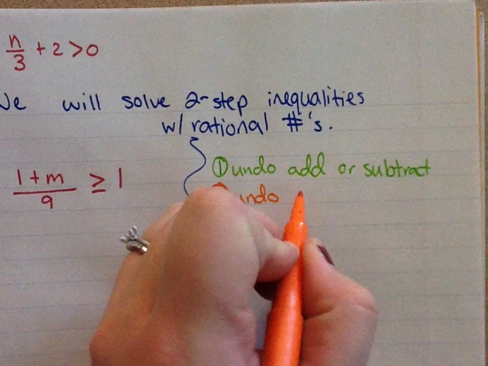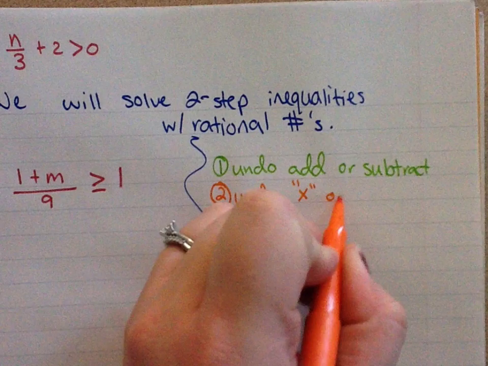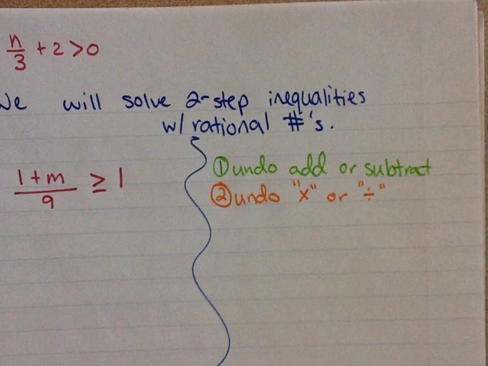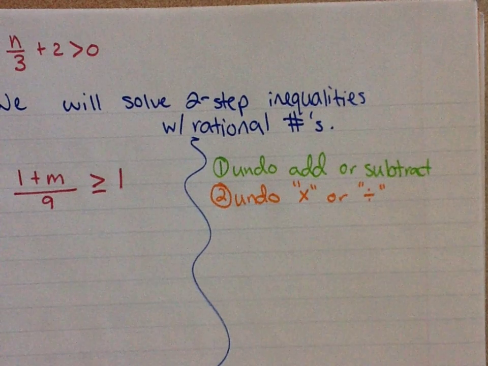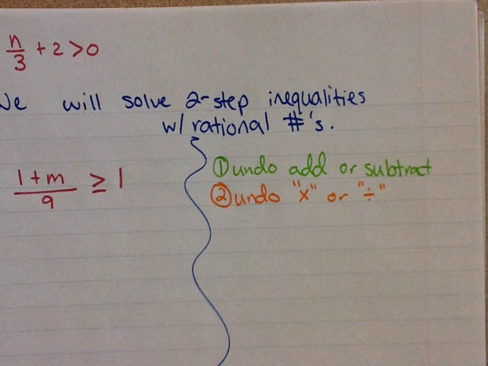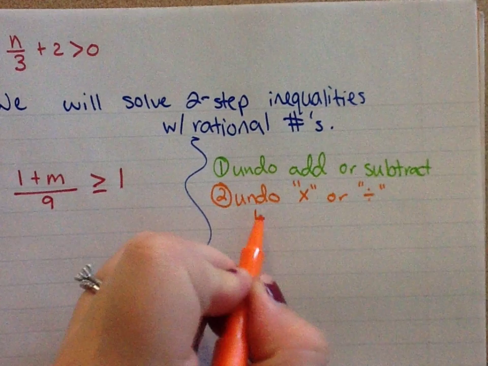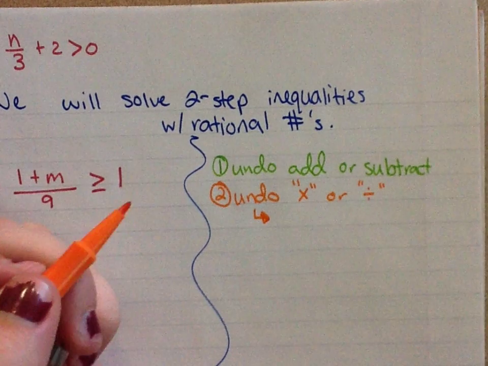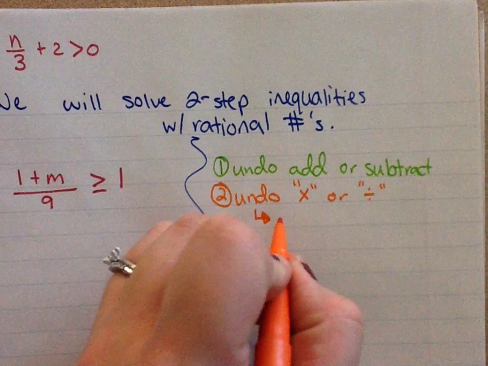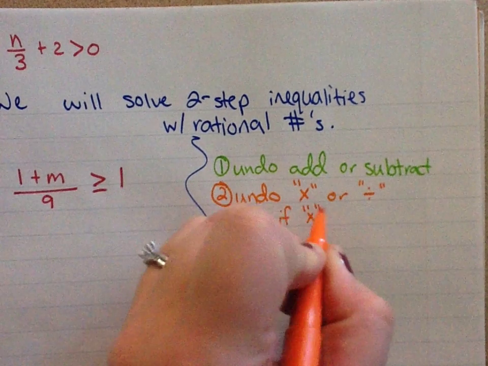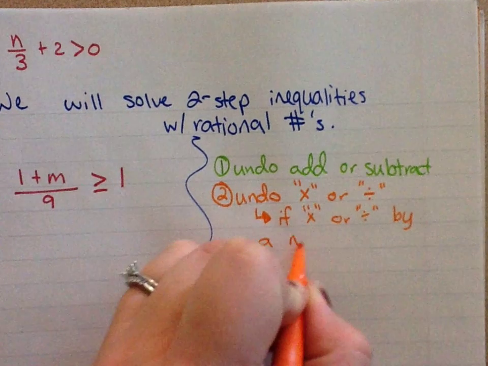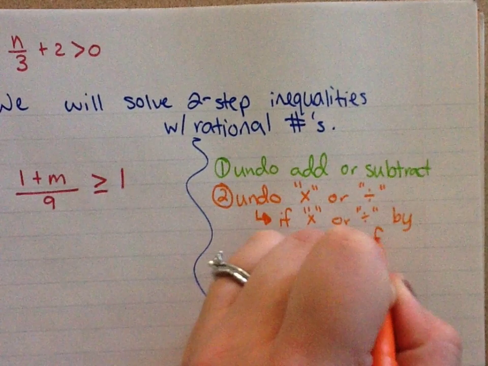Okay, we're going to undo multiplication or division. Okay, what's the one thing we have to remember when we're multiplying or dividing by a number? Okay, what's the one thing we have to worry about, Vanessa? What's the one thing we have to worry about when we multiply or divide by a number? Negative. Okay, what happens if the sign is negative? We flip it. We flip the sign. Okay, so if you multiply or divide by a negative, you flip the sign.